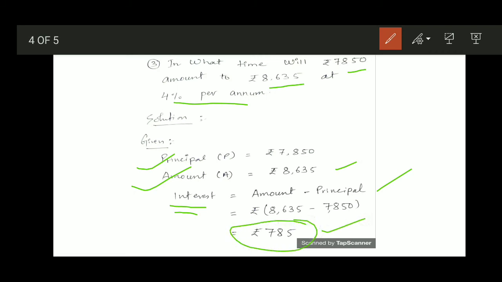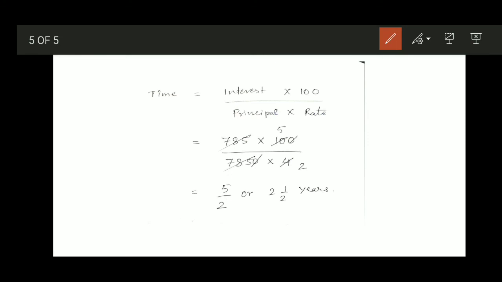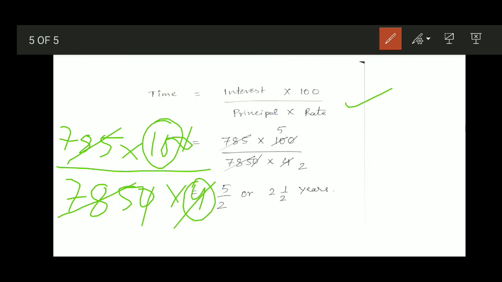And let us see what is the formula of time and how to find time. The next step will be time. Time will be interest into 100 divided by principal into rate. Interest, just now we got 785, into 100 divided by principal. Principal was given 7,850, and the rate was 4. So we'll cancel this 0 and this 0, and 785 and 785 will be cancelled. Now what is left out? 10 and 4. 2 2s are 4, 2 5s are 10. We got 5 by 2.